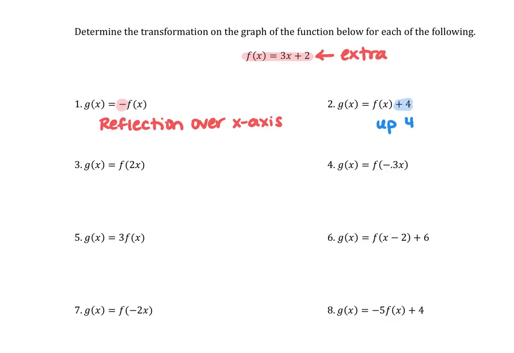All right, number 3, again, focus on anything that's not a G, F, or X. I see a 2. This appears in front of the X, so this is a dead giveaway that it is my horizontal vertical stretch compression. Since it is sandwiched between the F and the X, I know it's going to be a horizontal change. And since the number is greater than 1, I know that my line is going to be getting steeper every time. So I want you to think about this.